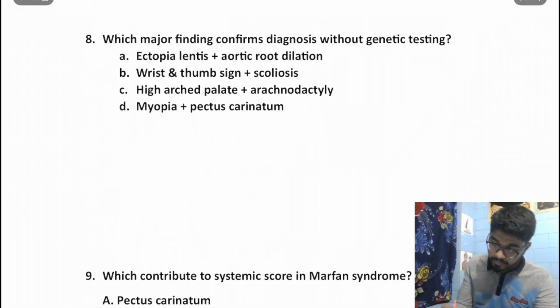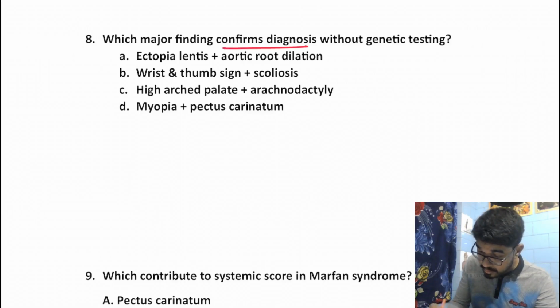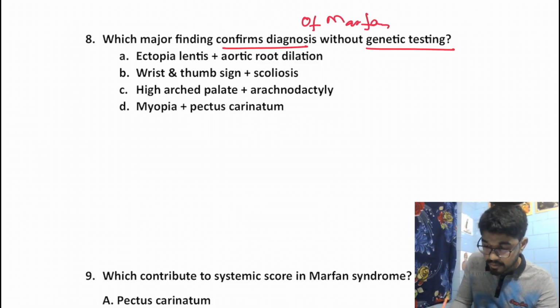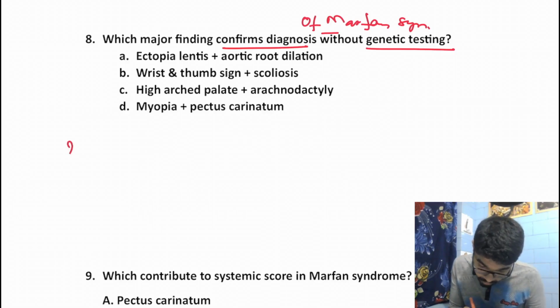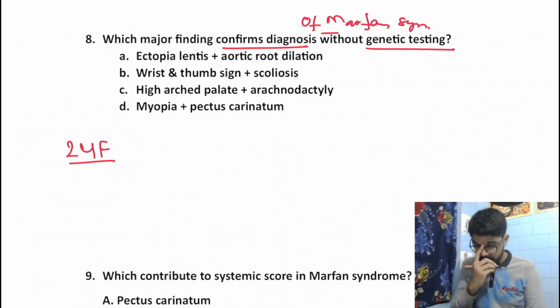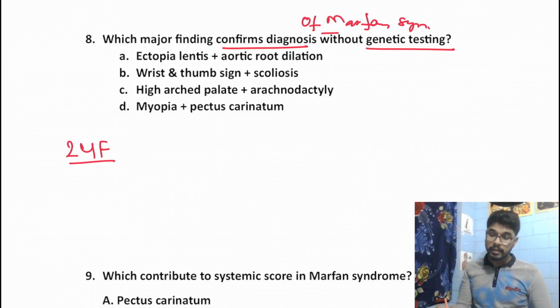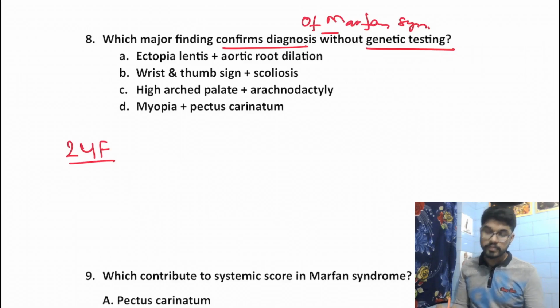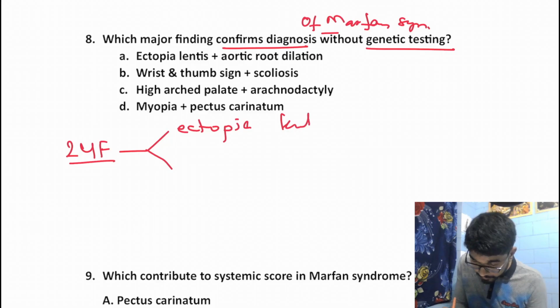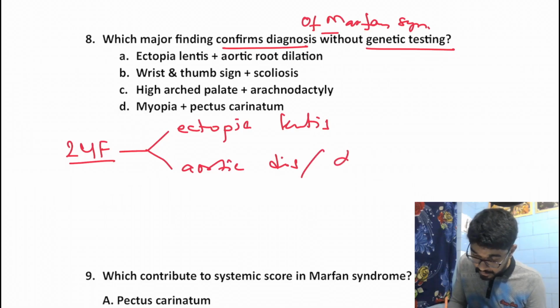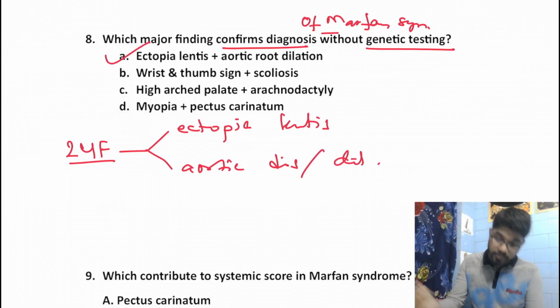Which major finding confirms diagnosis without genetic testing? Diagnosis of Marfan, I'm so sorry. It should be diagnosis of Marfan syndrome without genetic testing. Yes. Now, if two clinical features are present simultaneously, then we can diagnose it to be Marfan syndrome even without checking for fibrillin mutation. One is ectopia lentis. The second is aortic root dilatation or aortic dissection. Right. So our answer should be A.